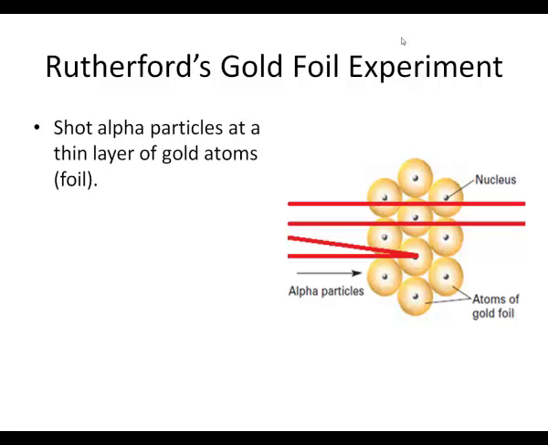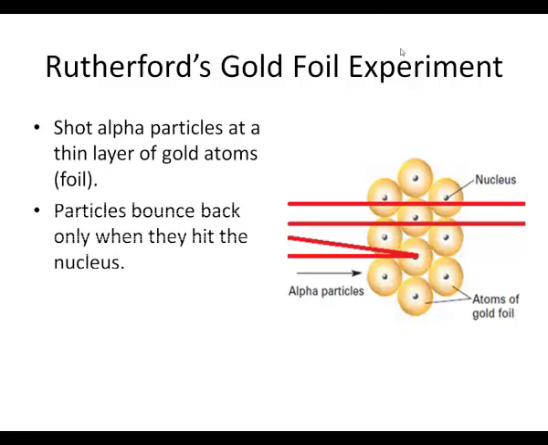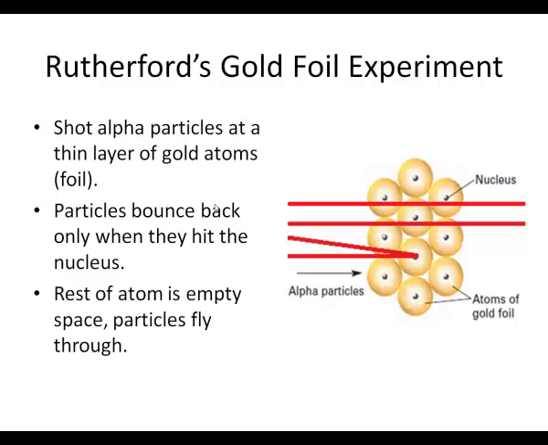We simulated this in class by throwing a lacrosse ball, which represented our alpha particles, through our atom that we had set up hanging from the ceiling. So what he saw was that the particles would bounce back only whenever they hit the dense, heavy, positively charged nucleus. Whereas 95% of the time, the alpha particles would just fly straight through the gold foil. And that's because the atom is mostly empty space.